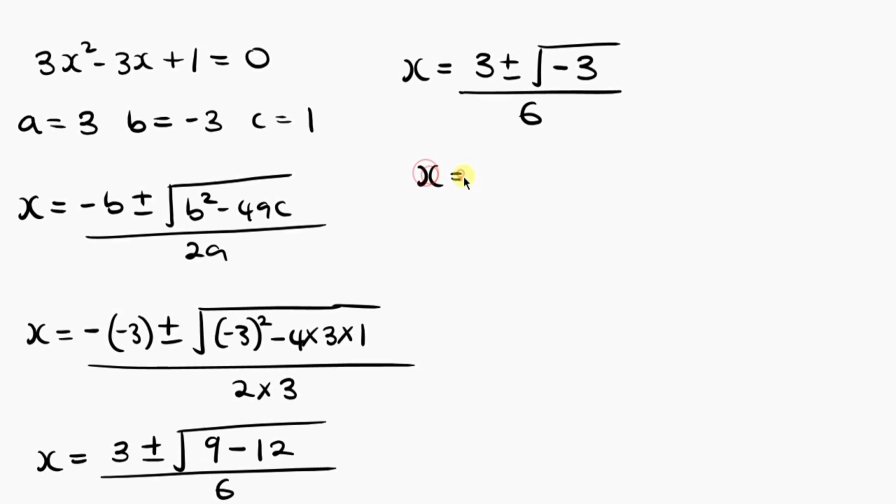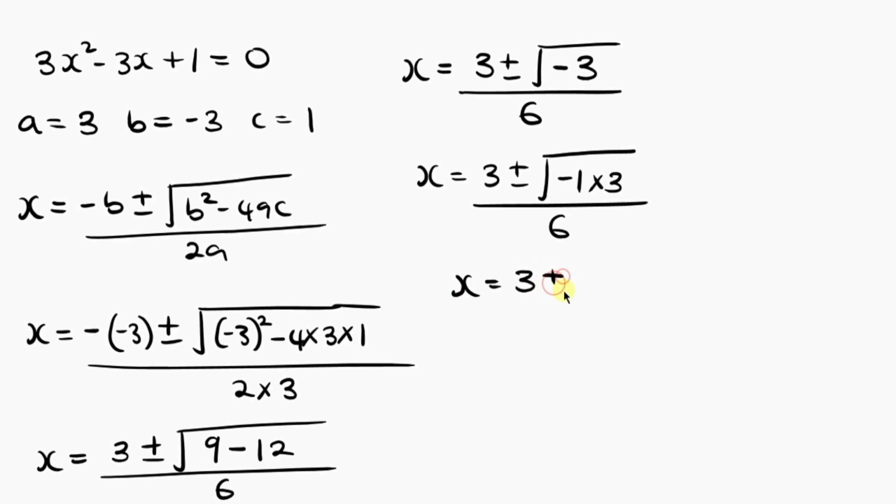So x will be equal to 3 plus or minus. Since I have a negative, I can split it into -1 times 3. Are you seeing that? Very good. So all over 6. So this gives x equal to 3 plus or minus. I'm going to go with this first. So this is a square root of 3, so let's write the square root of 3. Now, -1. What is the square root of -1? The square root of -1 gives i. Are you seeing that? So the square root of -1 is i. So let's put the i there. Very good. Now divide by 6.